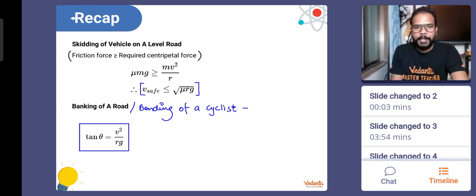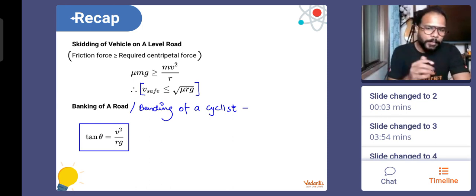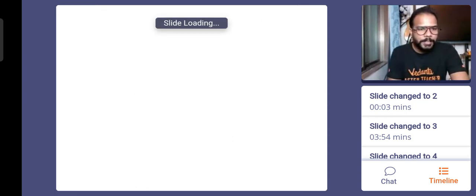When motorcyclists don't want to compromise on the speed with which they are moving, especially during a race, they bend towards the center of the circle, and without compromising on their velocity, they're able to take the turn. If the maximum speed with which they are going is v, then the angle by which they can bend is v square by rg. Okay, guys, so based upon the same, let's quickly solve a question.